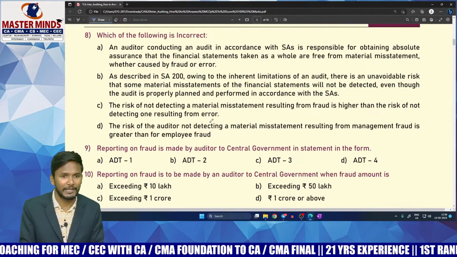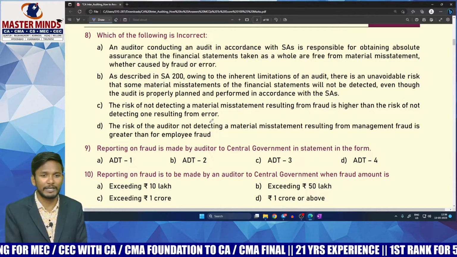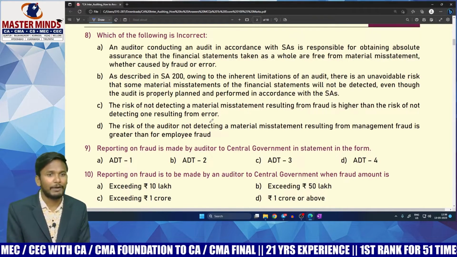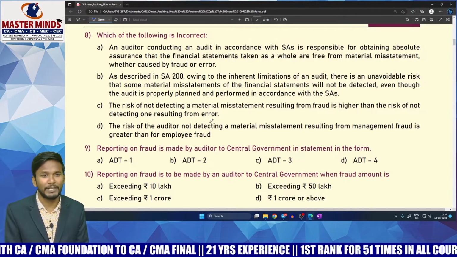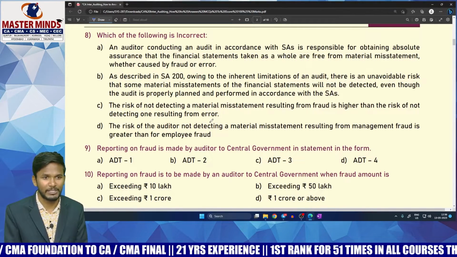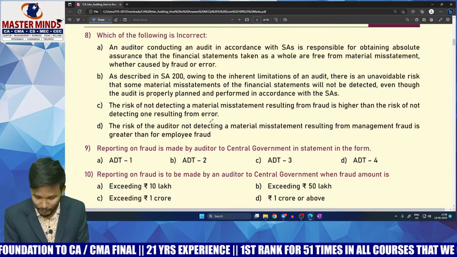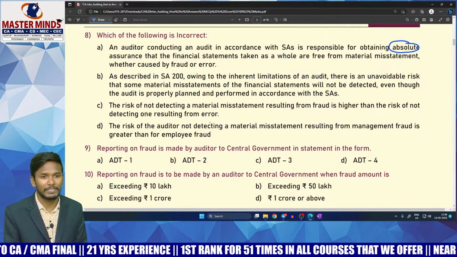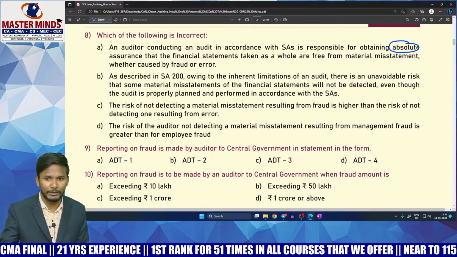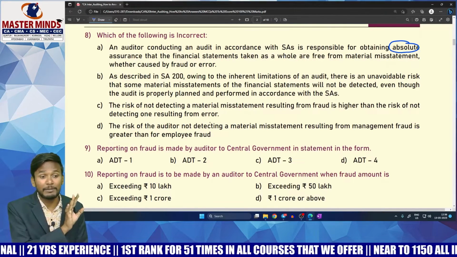Which of the following is incorrect? Again, they are asking about correct or incorrect? Incorrect. Let's see. An auditor conducting an audit in accordance with the standards on auditing is responsible for obtaining an absolute assurance. What is it telling? Absolute or reasonable? Absolute. So by seeing this word absolute, immediately your answer should be what? This statement is true or false? False.